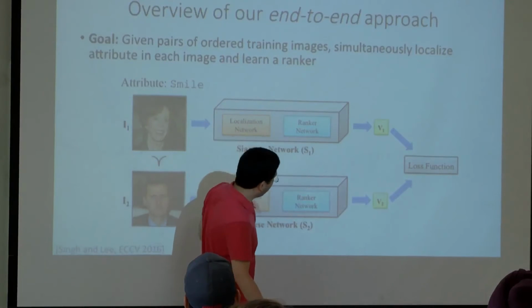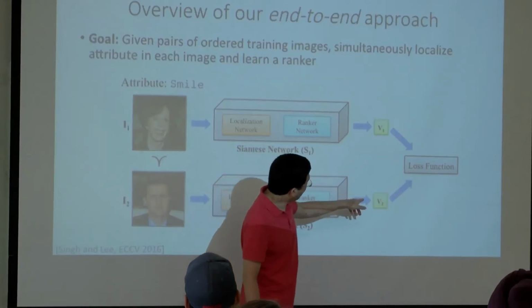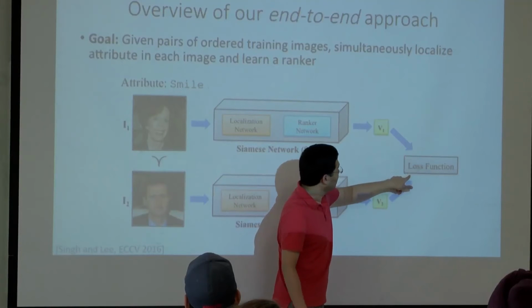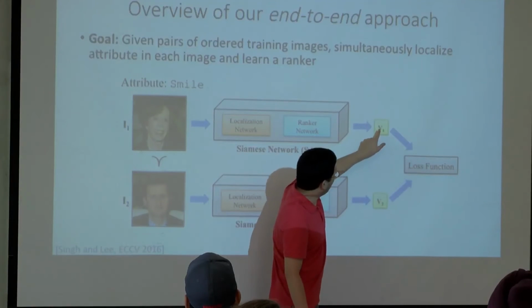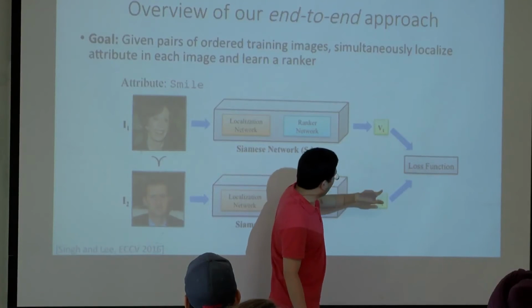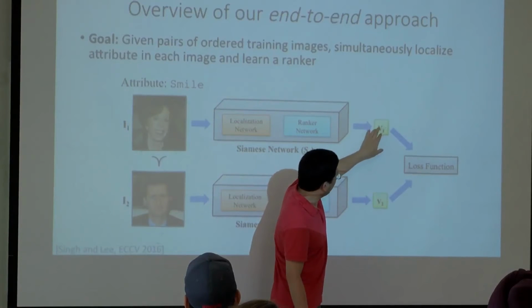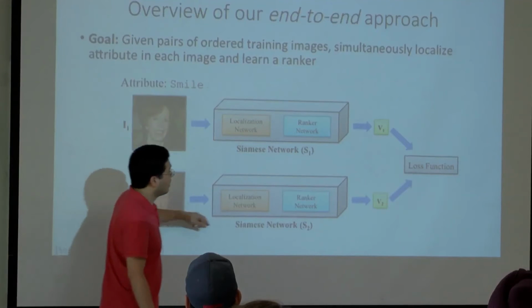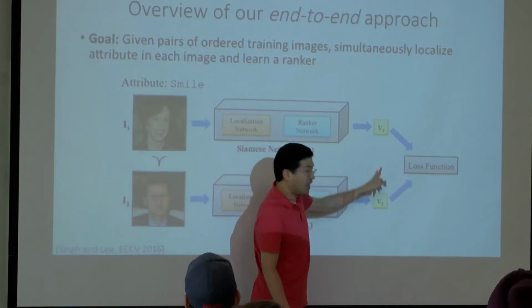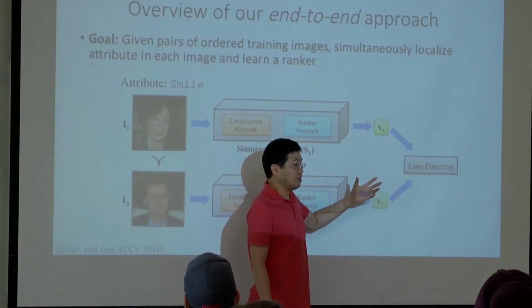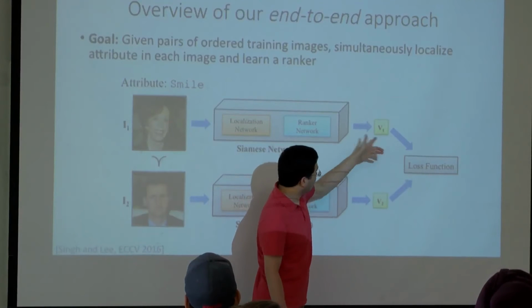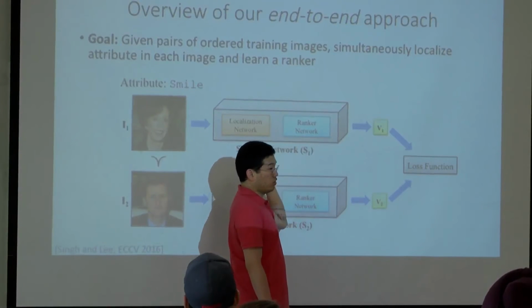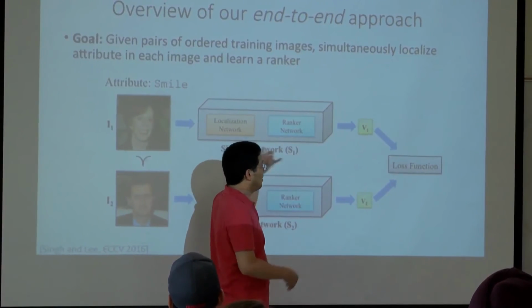And to train this network, we have what's called the loss function that says: if V1 and V2 are in partial order, so in this case the ground truth is that this person is smiling more than this one, and V1 is not greater than V2, there's a penalty. Because what the algorithm is predicting is different from what the human annotator has said.